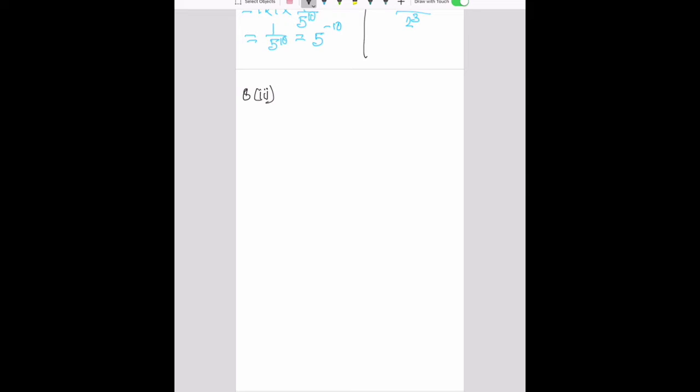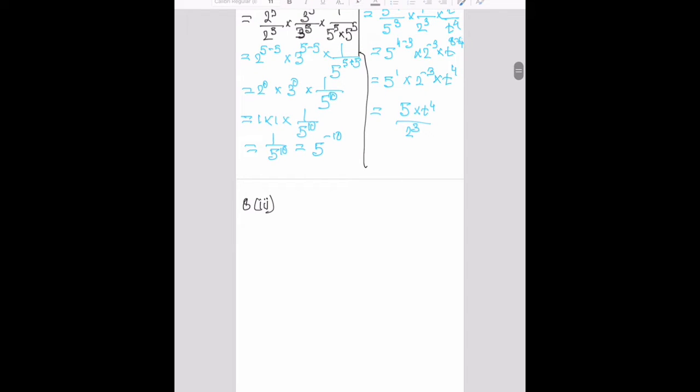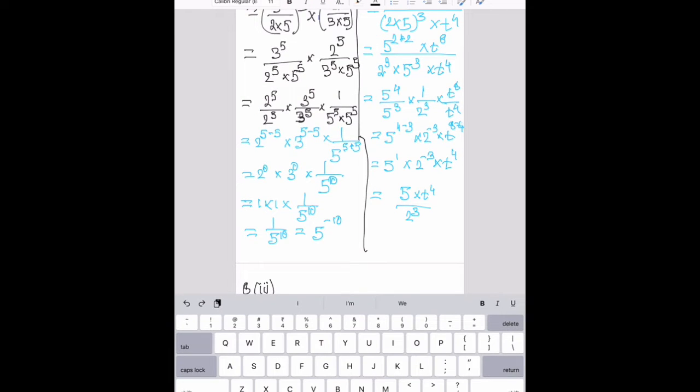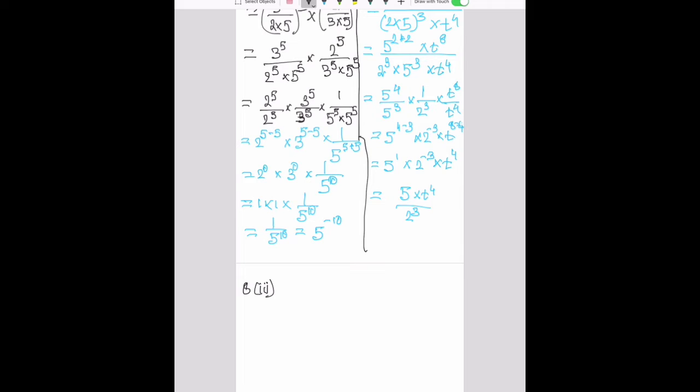The question is: simplify the following. These are all "simplify the following," right? In "simplify the following," you can write in exponents, or you can write in their non-exponent form. That is, you can write 5 to the power 4 by 8, because 2 to the power 3 is 8. It's totally up to you.